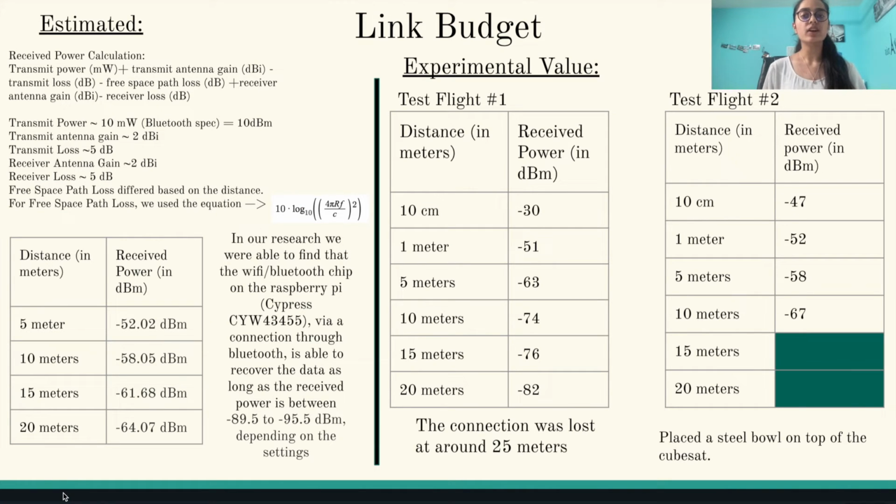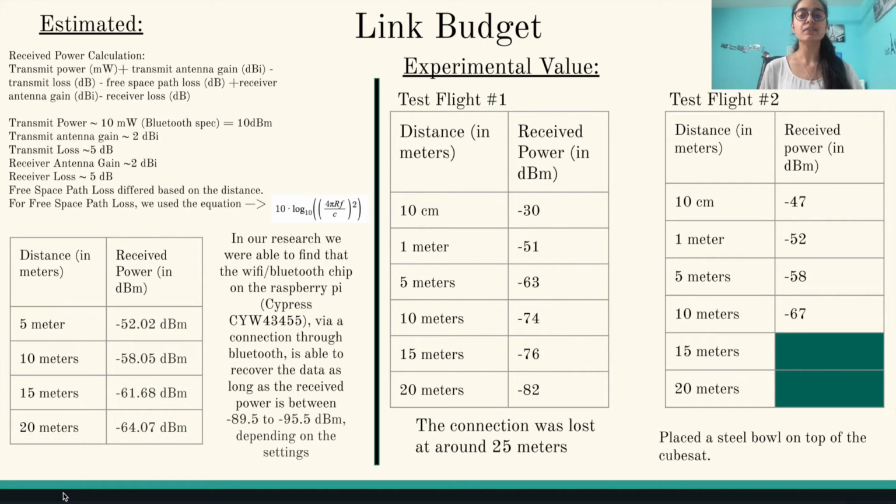For our link budget, on one side we have the estimated values which we calculated, and on the other side we have the experimental data we collected for receive power. We calculated the approximated receive power by taking into account the transmit power, which was approximately 10 milliwatt by Bluetooth spec, the free space path loss, the transmitter antenna gain 2 dBi, the transmitter loss 5 dB, the receiver antenna gain 2 dBi, and the receiver loss 5 dB.